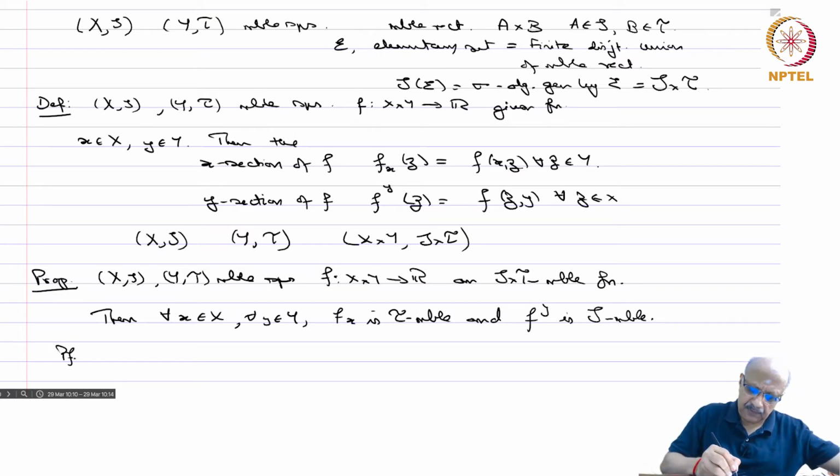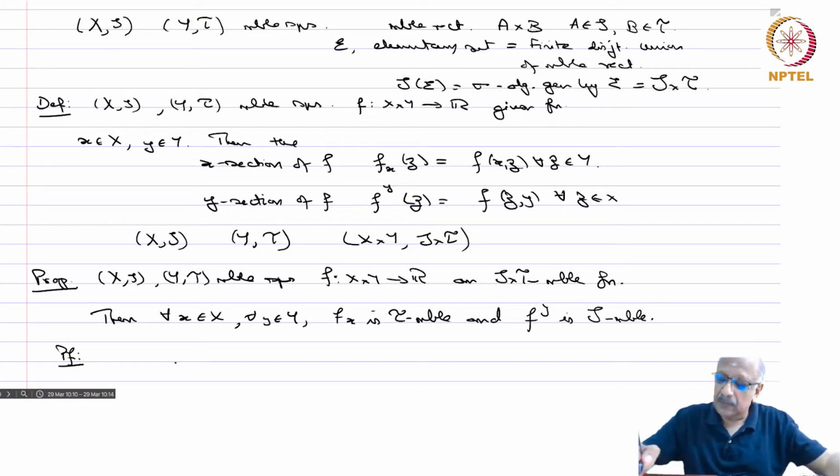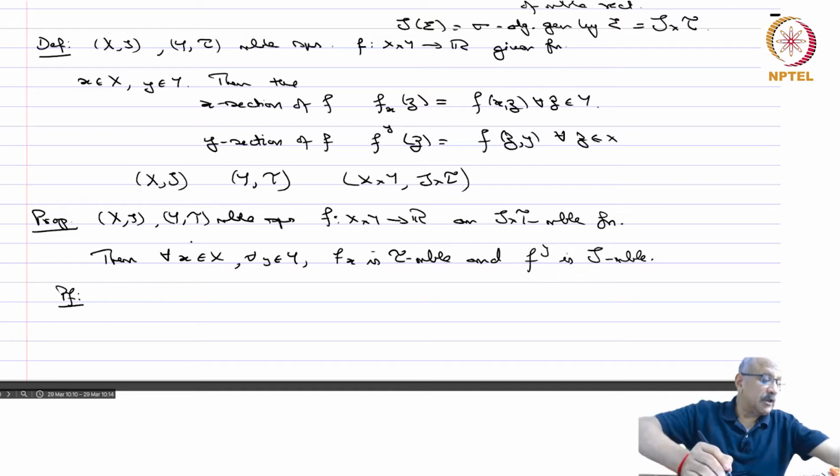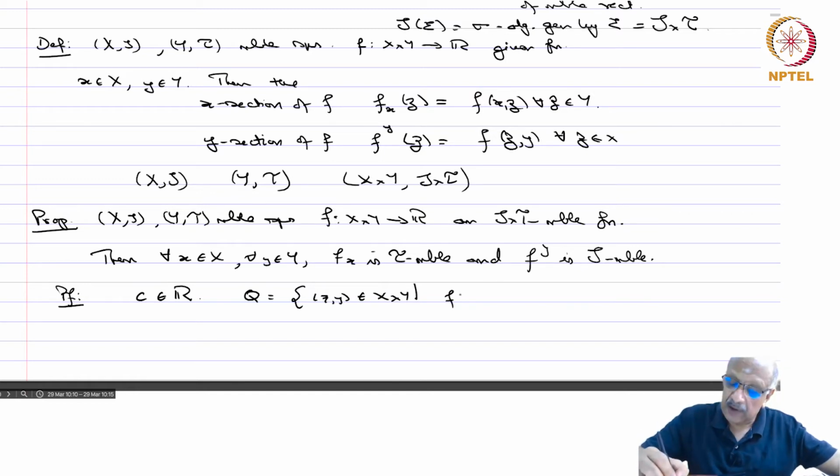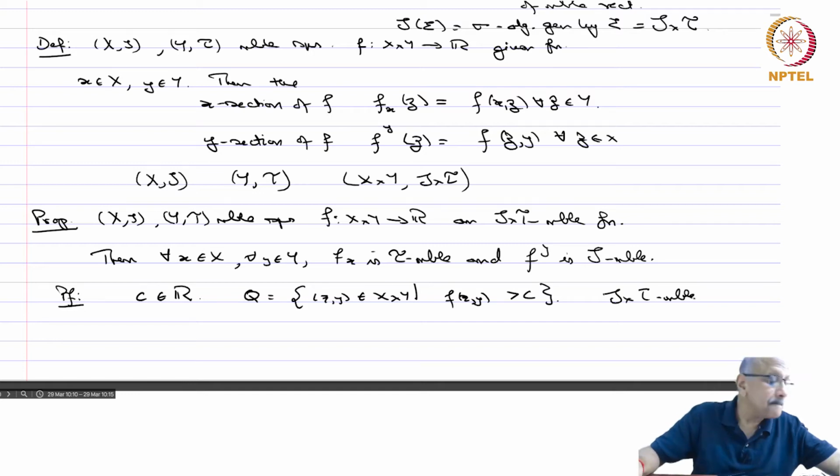So, proof. So again, why is this a test of measurability? If even for one x or one y the corresponding section is not measurable, then the original function cannot be measurable. So this is how we use it to test for measurability. So let c belong to R. Okay, then you take Q equals the set of all (x, y) in X cross Y such that F(x, y) is bigger than c. So this is S cross T measurable.